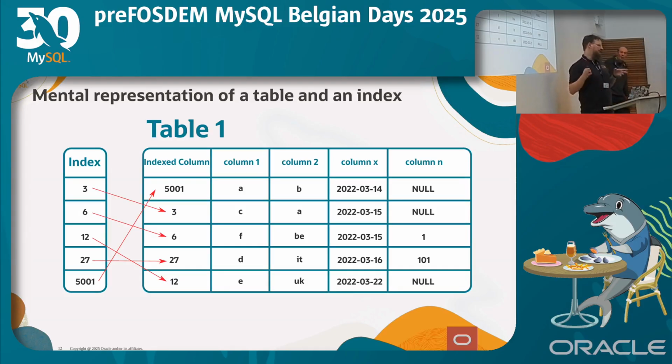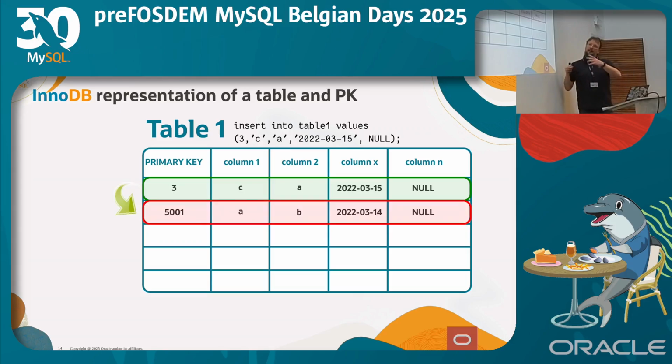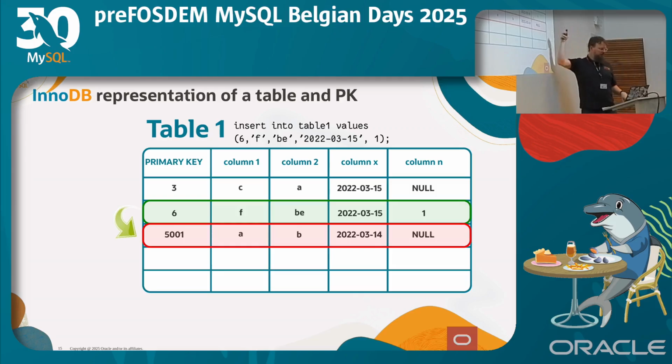Of course, this is just a mental representation of a table, because this is completely not how it works in InnoDB. So in InnoDB, this is what we have. We have the primary key, we have the columns, and when we do an insert, it goes there. Then we do another insert. Like I said, the data is sorted using this clustered index, which is the primary key, meaning that if we insert a lower value for the primary key, we need to put it before. You cannot put it completely randomly everywhere in the tablespace. And so this is how it really works.